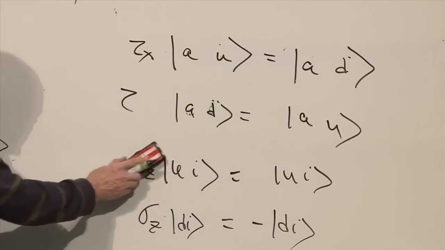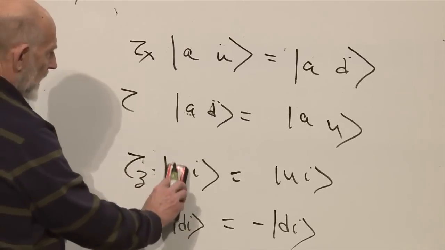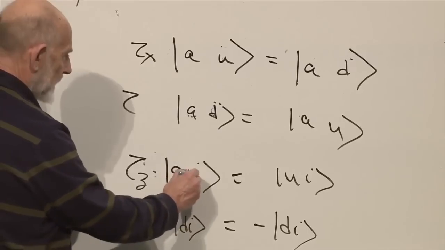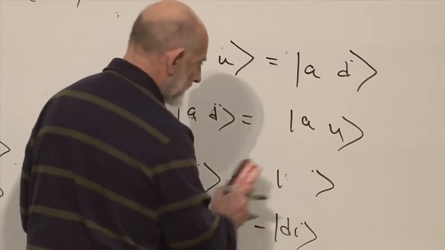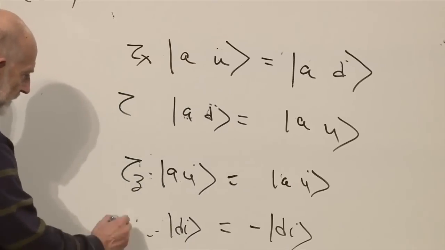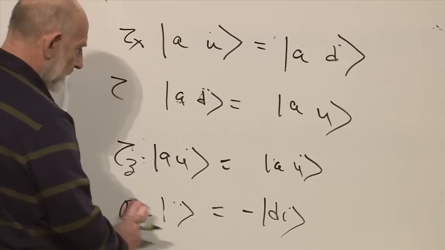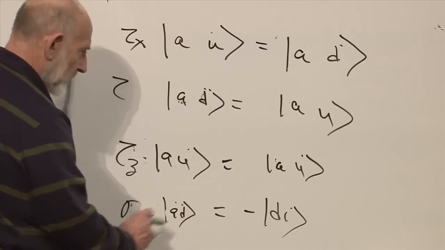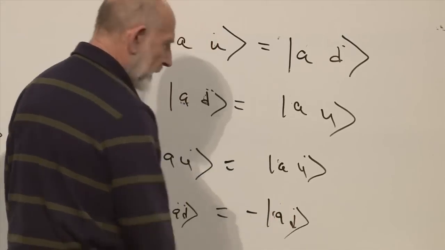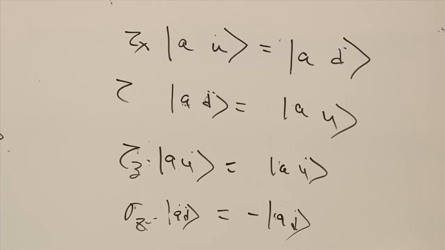All right, let's do tau z on A up equals A up, and tau z on A down is equal to minus A down. And you can figure out the action of the y components of the spin.